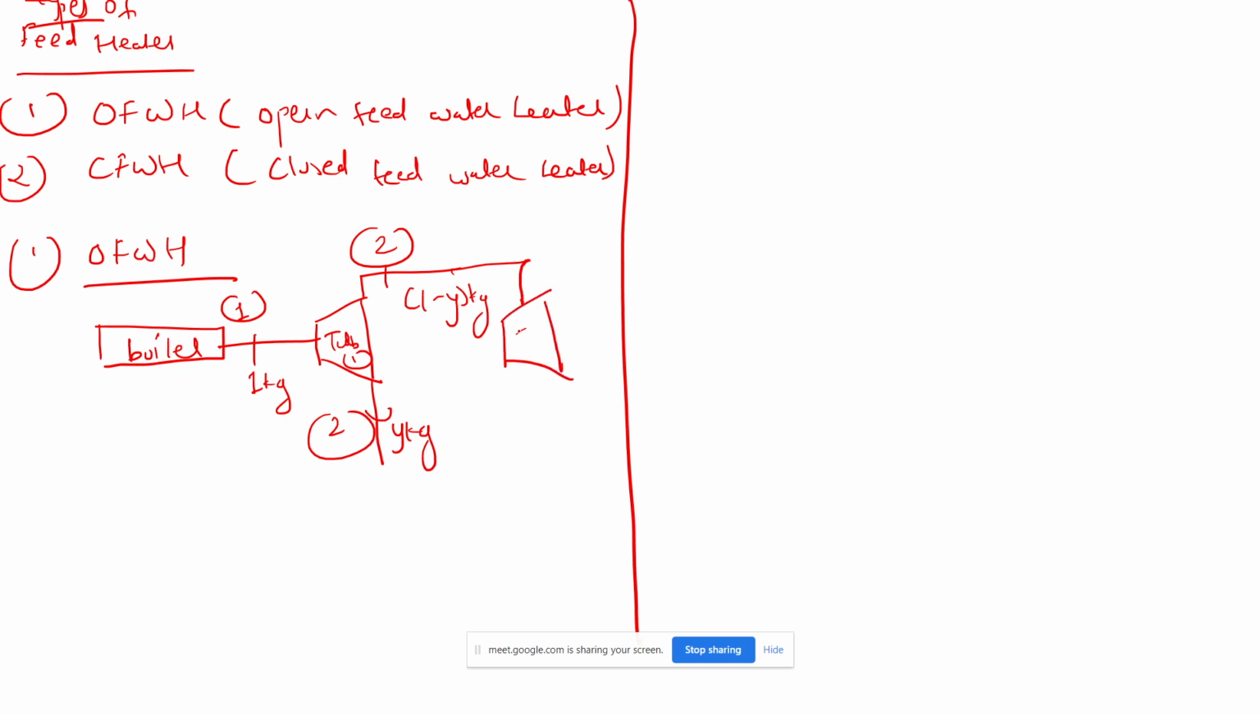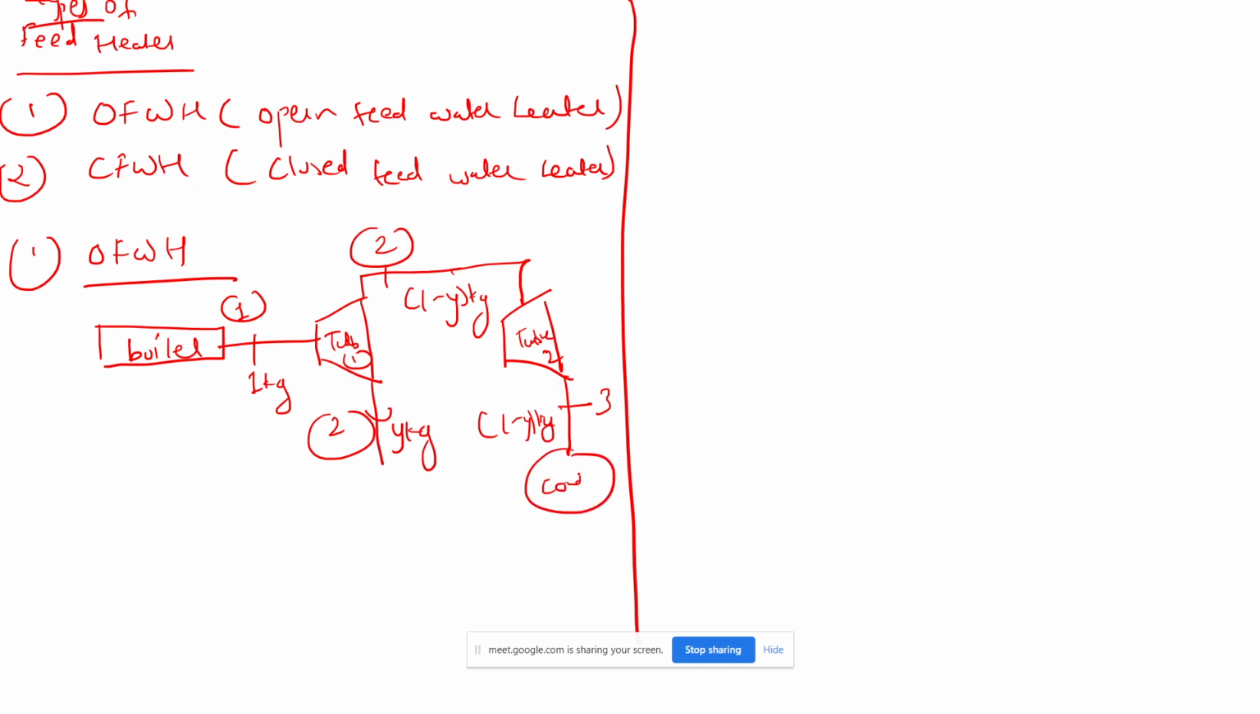Here I am writing turbine 2, but it is turbine 1 only, because we are only extracting. For that I am showing it as turbine 2. So from here it will expand up to point 3. Here also it will be 1 minus y kg.